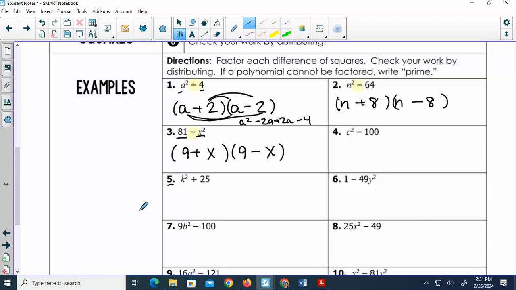5. What's wrong? It's prime. Why is that one prime? It's addition. This only works if it's subtraction. When we multiplied those out, we never got an addition there.